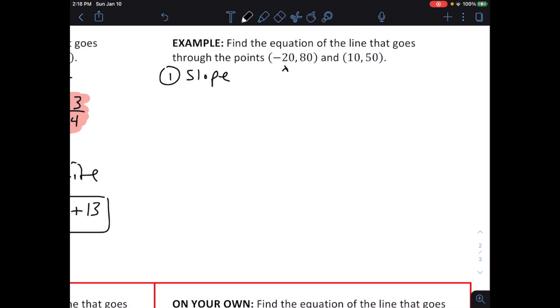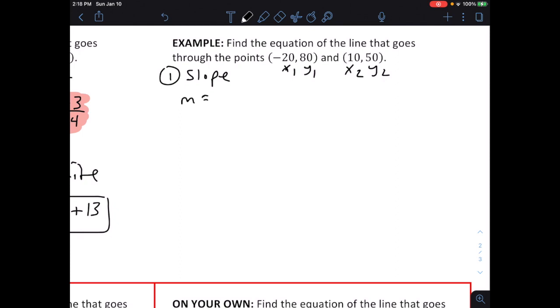So x1, y1, x2, y2. Now remember, it doesn't matter which one you label x1, y1, x2, y2. You just have to be consistent. You don't want to mix it up. You don't want to say x1, y2 or x2, y1. You want to keep it consistent. But you could label the first point with the 2's and the second point with the 1's. It doesn't matter. You're going to end up at the same point with your slope.